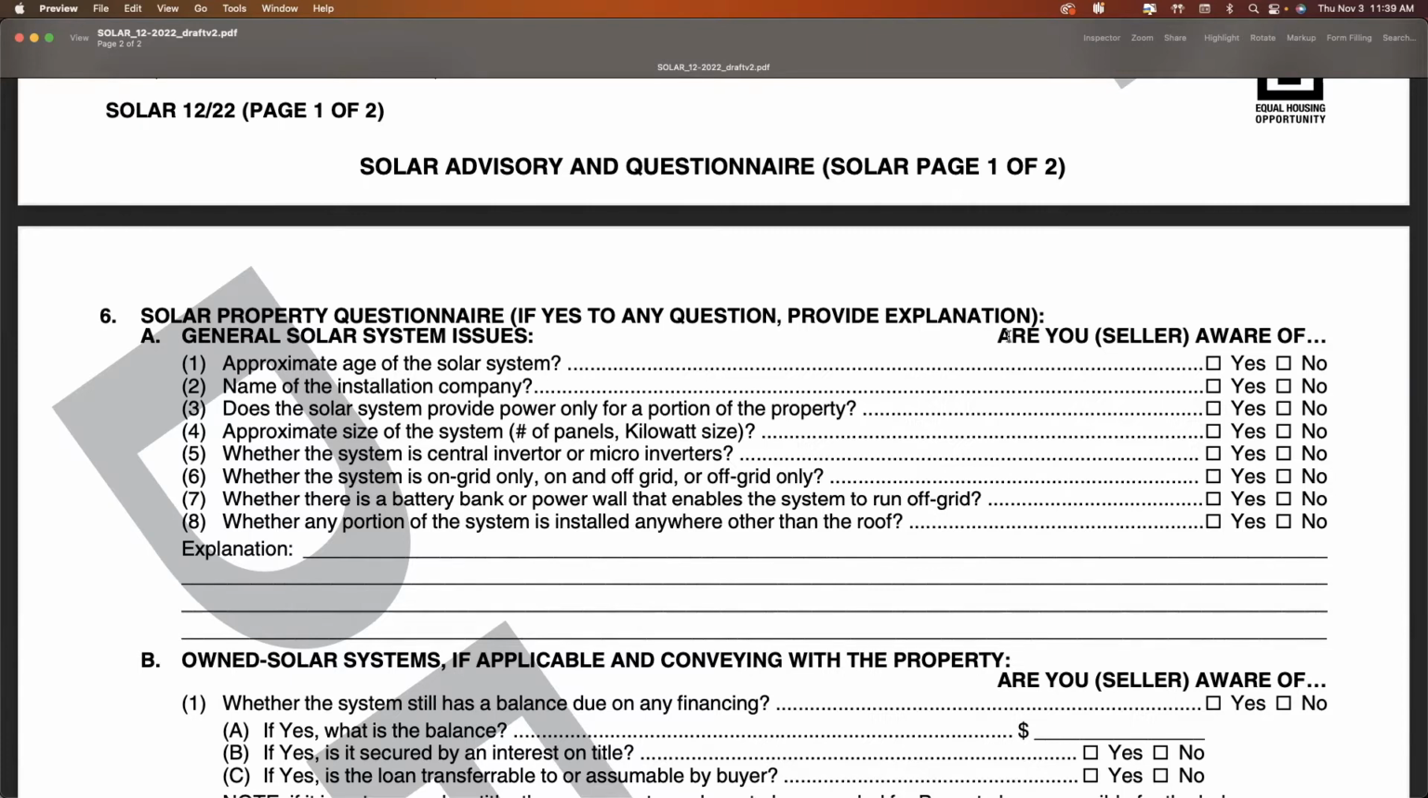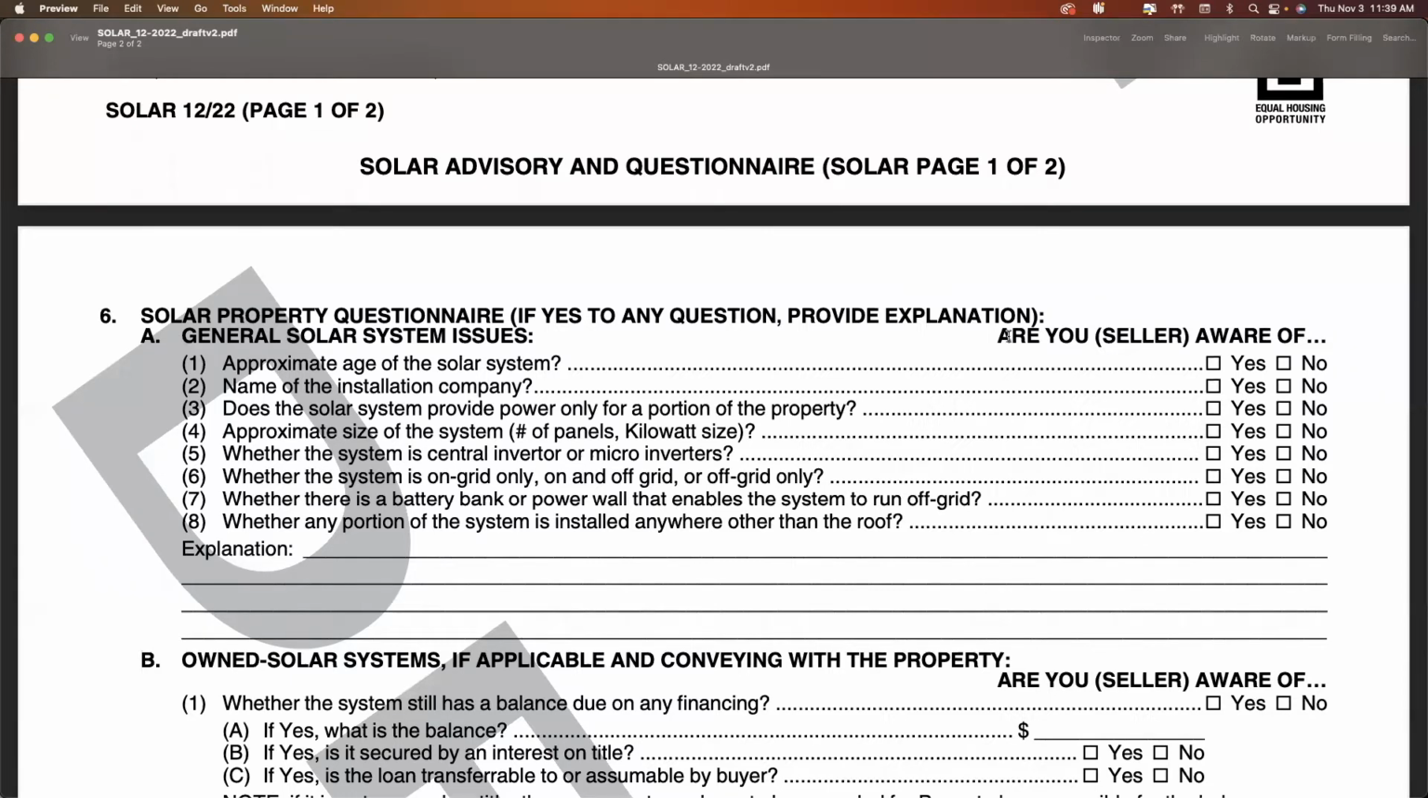Does the solar system provide power only for a portion of the property? That I don't know. Yes or no? No, it does the whole property. Yes, it's only for this part. Approximate size of the system. If you know, you know. If you don't know, you don't know. Whether the system is on-grid only or off-grid only. Do you know the answer to those questions?